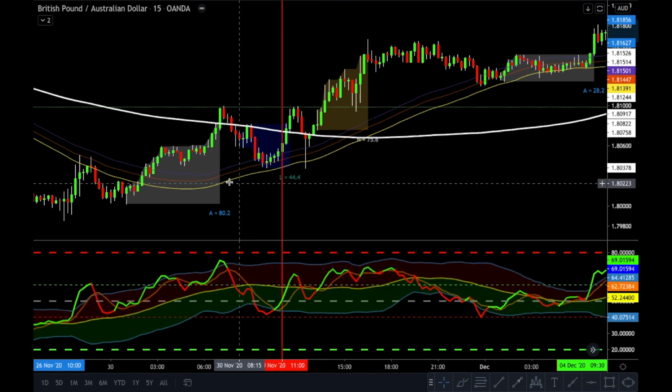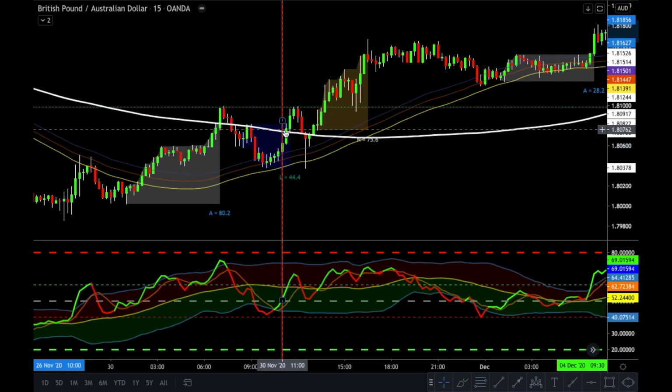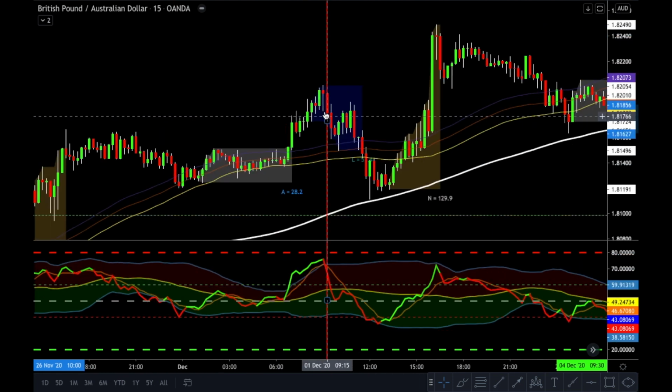Would not have taken this trade. As you can see, the Lakers lines are edging up. You can also see that price is underneath the 200 moving average. So even though it was a bullish cross, I don't want that trade. Would not have taken this one.